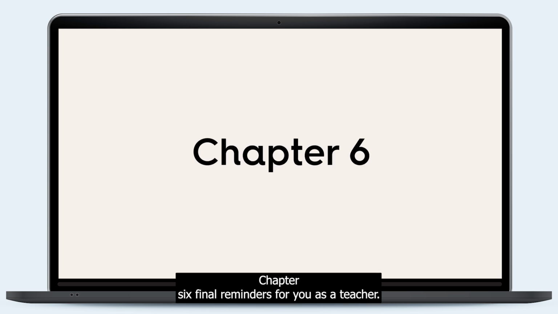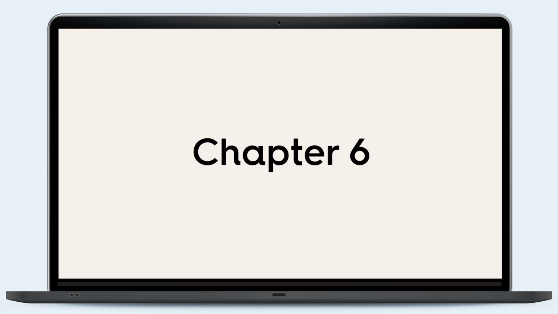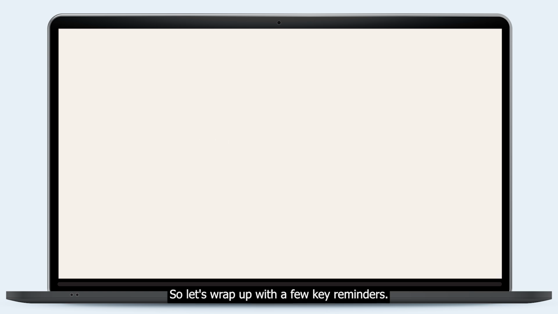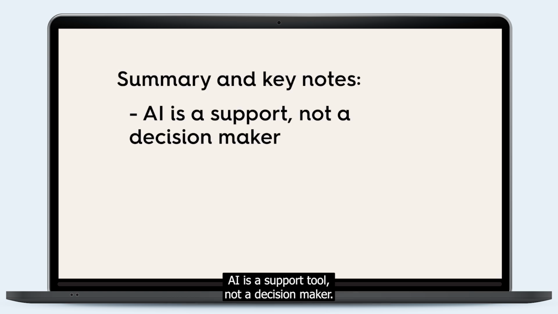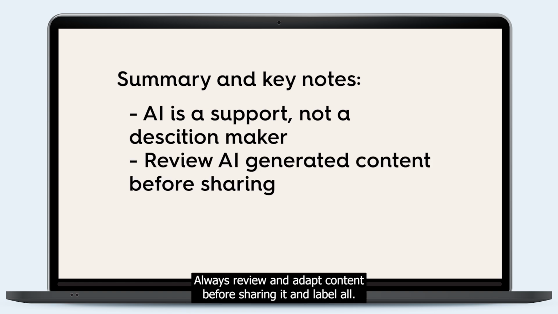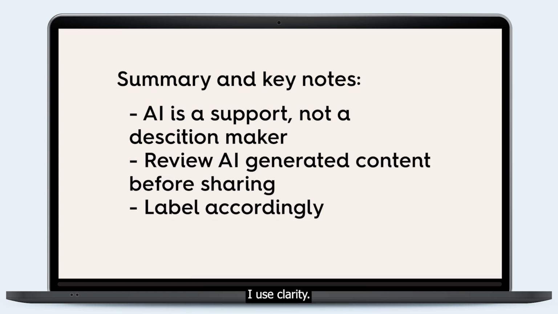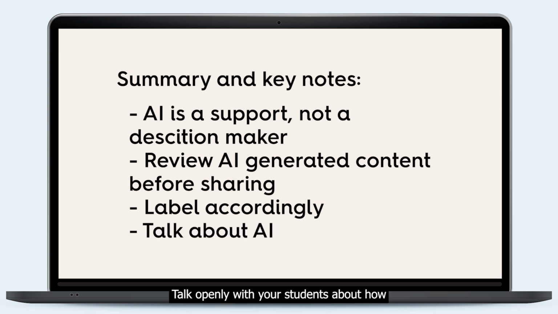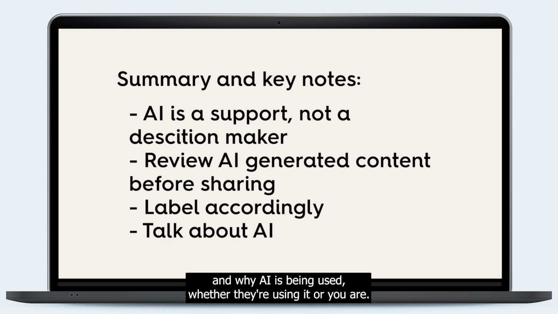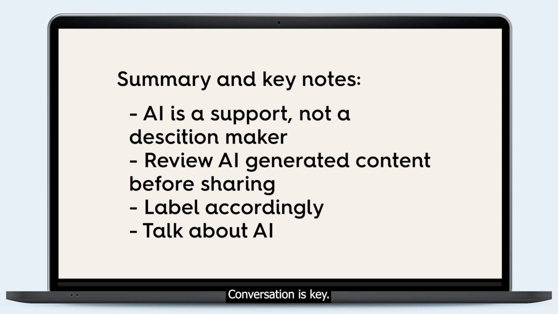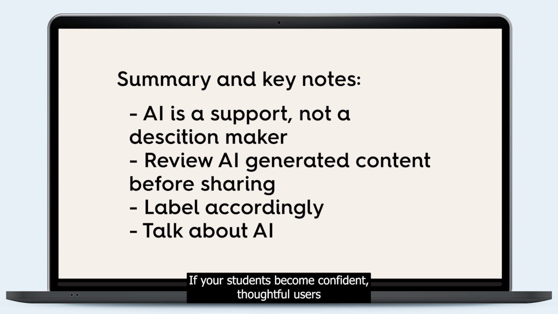Chapter 6. Final reminders for you as a teacher. We're almost done, so let's wrap up with a few key reminders. AI is a support tool, not a decision maker. Always review and adapt content before sharing it, and label all AI use clearly. Talk openly with your students about how and why AI is being used, whether they're using it or you are. Conversation is key. If your students become confident, thoughtful users of these new tools, you're giving them a lifelong advantage.